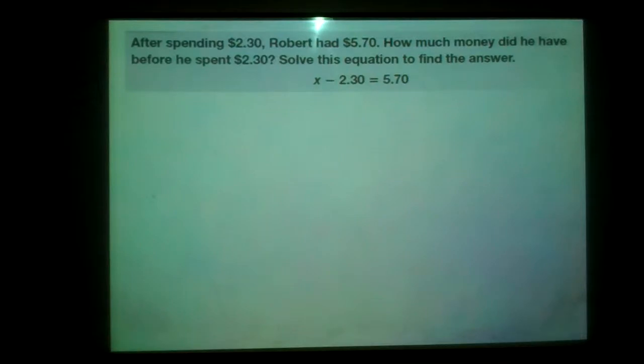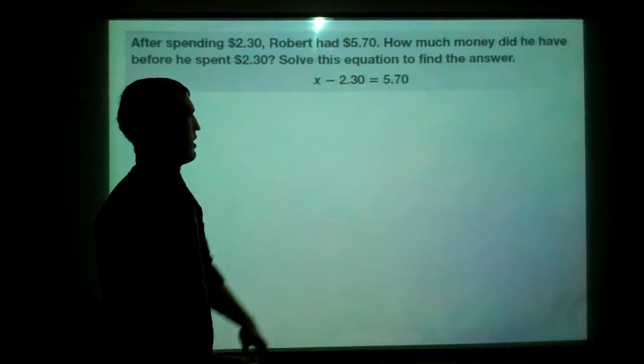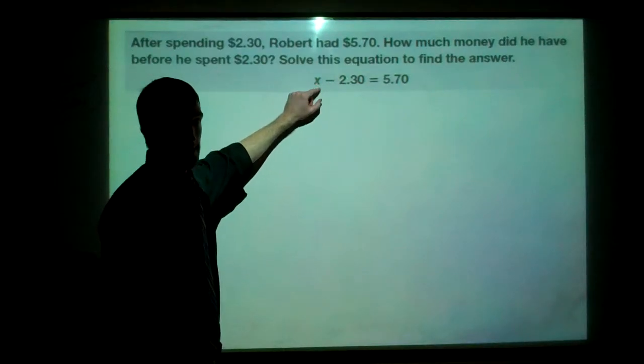So let's just take a look at this here. After spending $2.30, Robert had $5.70. How much money did he have before he spent $2.30? Now we'll be able to set these equations up, or at least we should be able to, if not now, very soon. But they set this one up for us. So we want to get x by itself, we want to isolate it. Now we've got to figure out what's happening to this x.